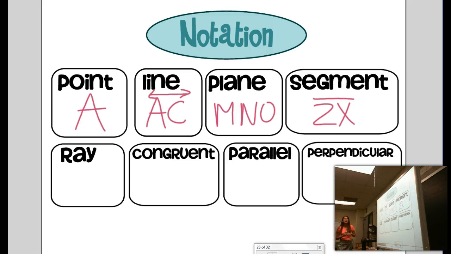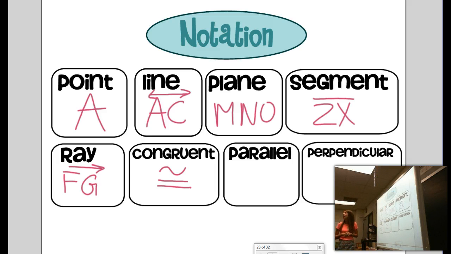What about a ray? FG sounds good. To the right. I love it. Y'all are paying attention. What does congruent look like? What does the symbol look like? An equal sign with a squiggly on top.